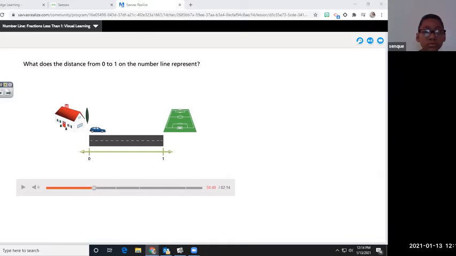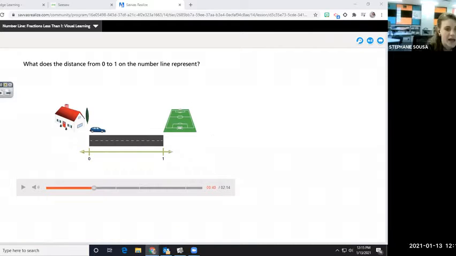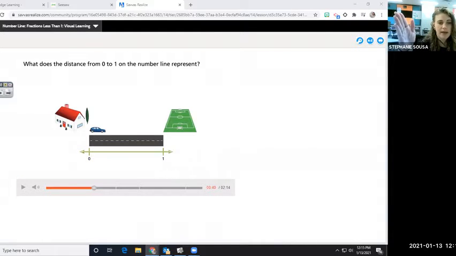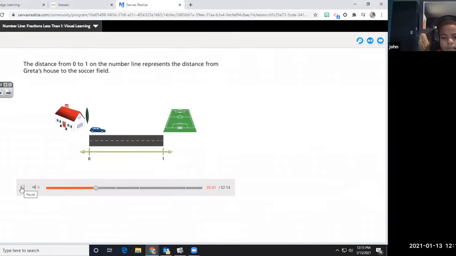We're going to make one whole trip. Where is that trip to? John, where are we going? Where's trip number 1? What is this picture showing us? Where is 1? Yeah, at the soccer field. So that 1 represents one trip from home to the soccer field. It's one car ride. Okay? So we're making one car ride from 0 to 1. The distance from 0 to 1 on the number line represents the distance from Greta's house to the soccer field.